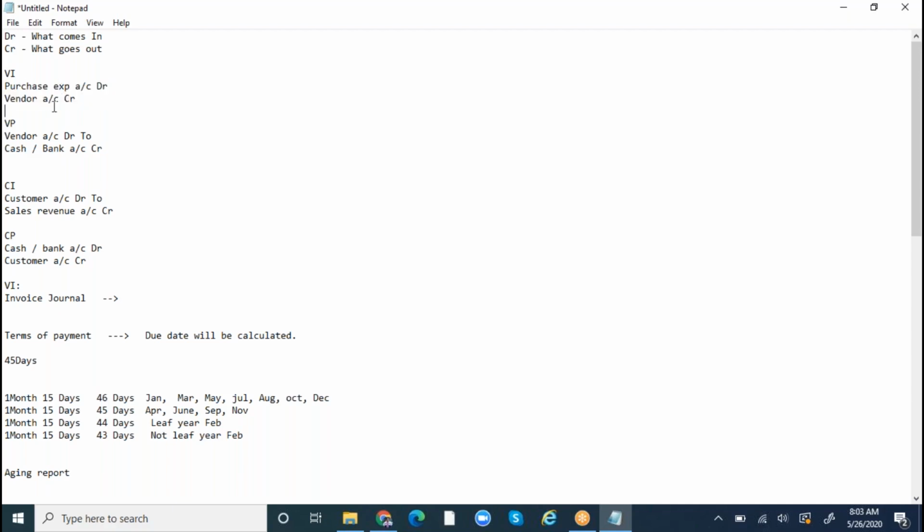These are the two accounts. So vendor account credit, why? We need to pay money. It is a liability. I need to pay money. That is the reason vendor account credit. So whenever I'm doing payment to the vendor, my cash balance or my bank balance will be decreased. That is credit. Then the opposite entry, vendor account debit.